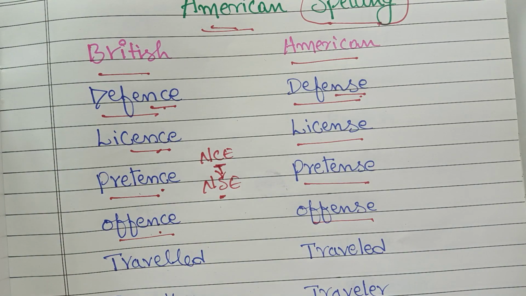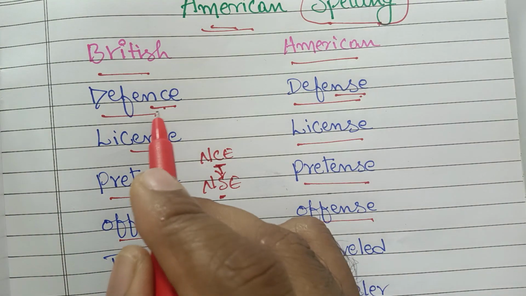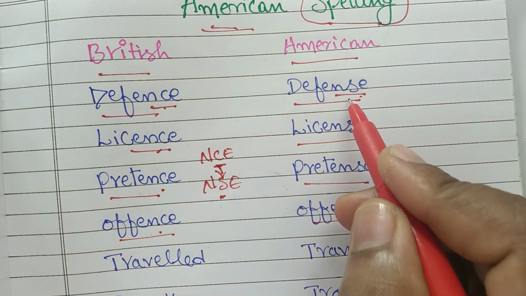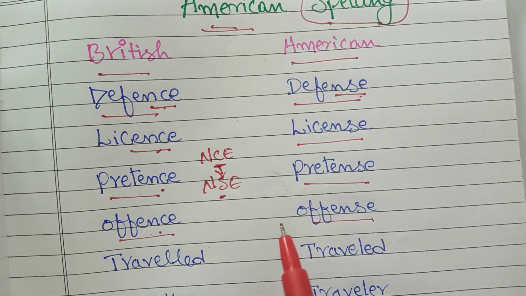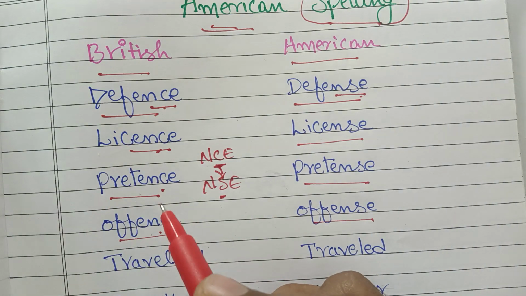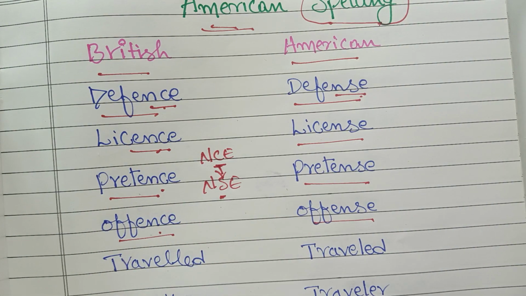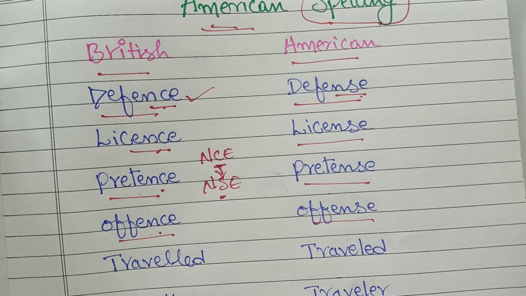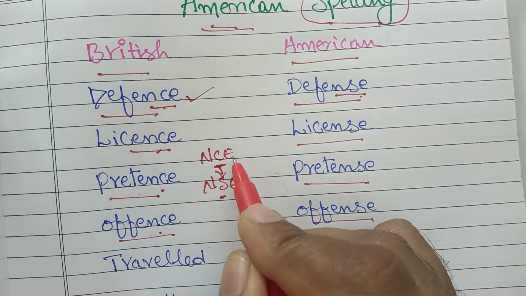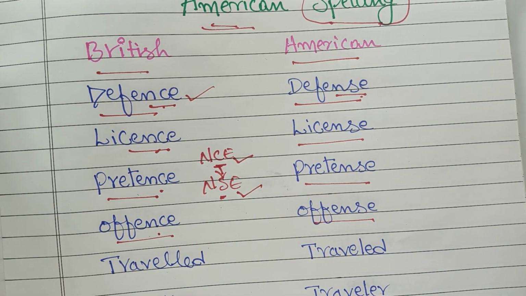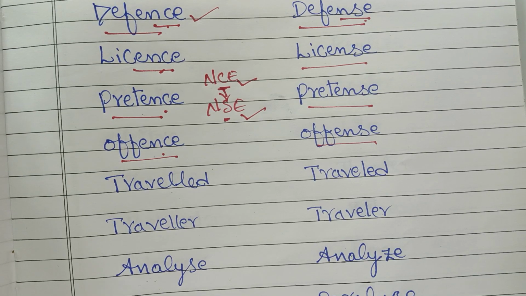In the British words, we use NCE at the end of the word. In the American spelling, there is NSE. So when you type a word like defense, sometimes you get the red mark in the system. But in that case, just ignore it. This is the right word. So understand, a British word will end with NCE and an American word will end with NSE. Okay, next, some other words.